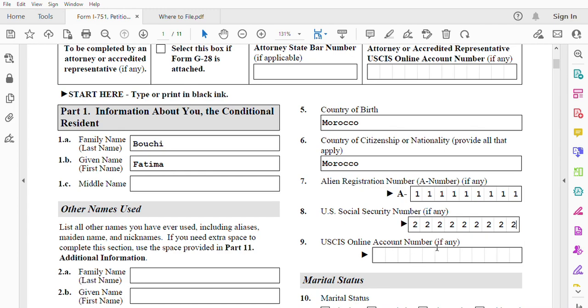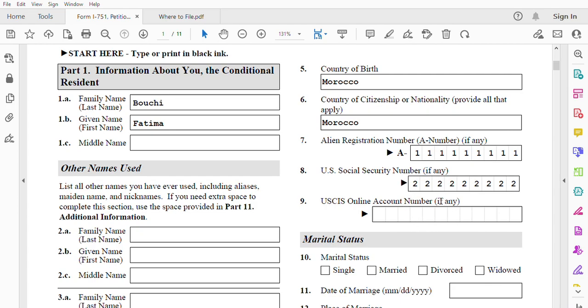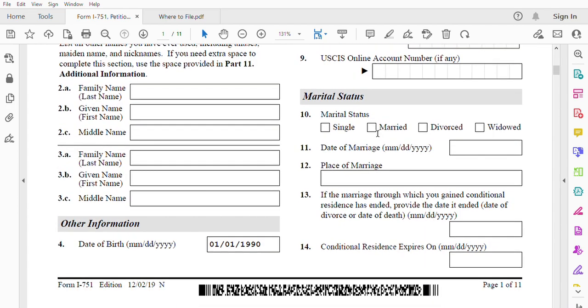USCIS online account, I will assume that this person does not have a USCIS online account yet, because they're trying to remove the conditional residence. But if this person filed a petition before, she will have a USCIS online account. In this case, we're gonna leave it blank. Marital status, in my case, is married. Date of marriage is 1/1/2020. Place of marriage, in my case, is Morocco.